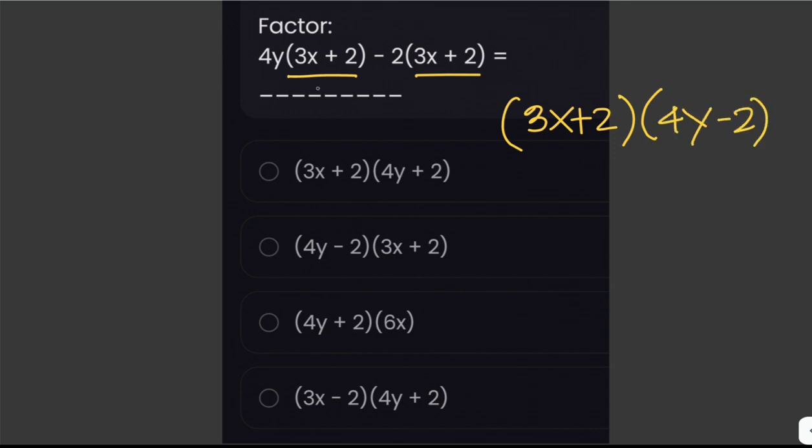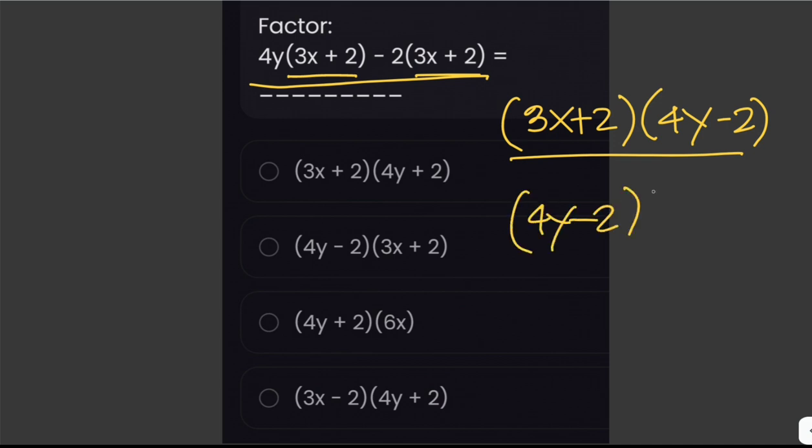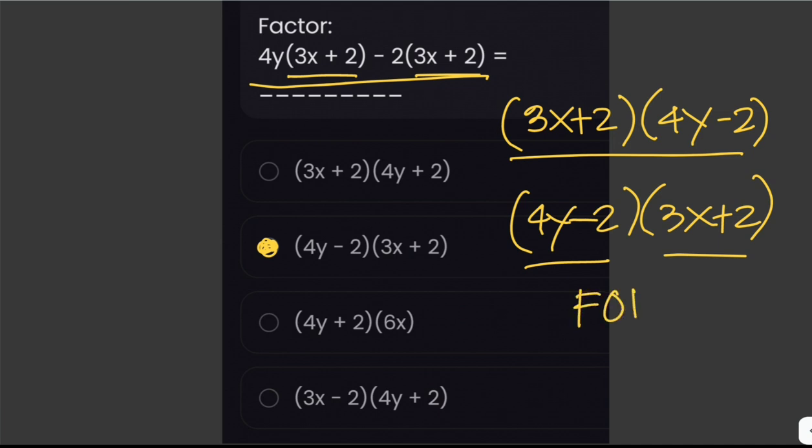So therefore, the factors of this expression are 3x plus 2 times 4y minus 2, or vice versa, 4y minus 2 times 3x plus 2. Okay, so the answer is this one. You can always check that by distributing 4y minus 2 to 3x plus 2, or multiplying both of them, or using the FOIL method.